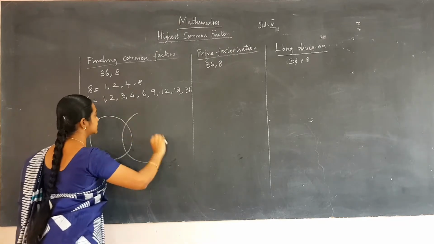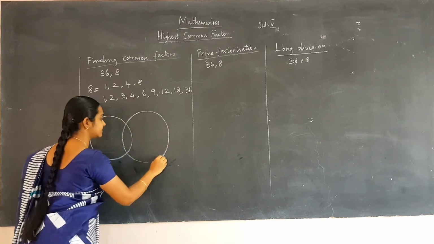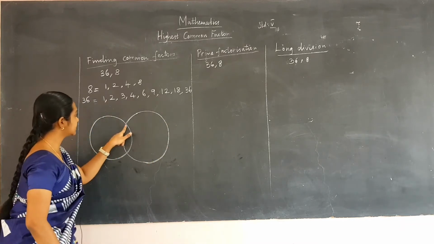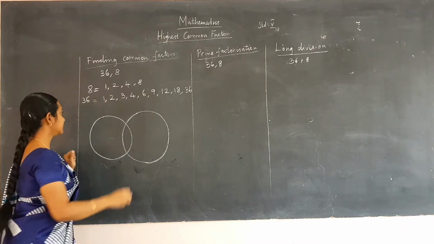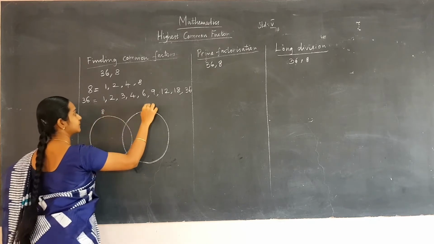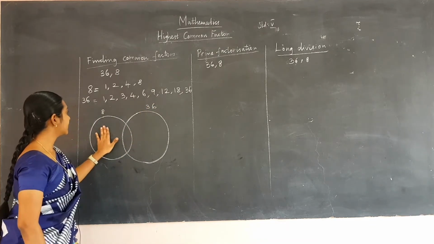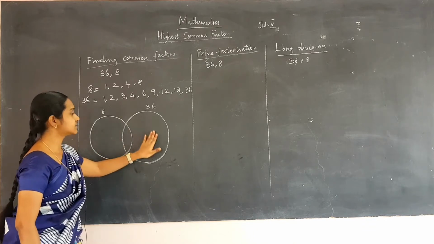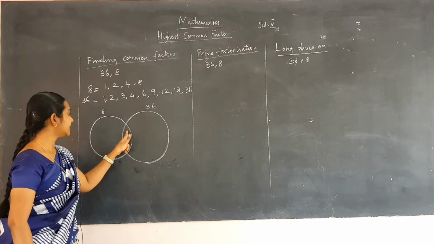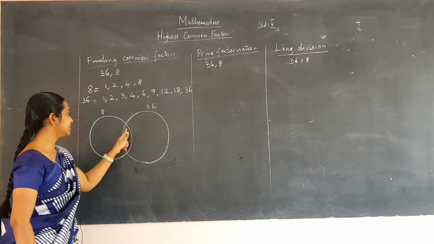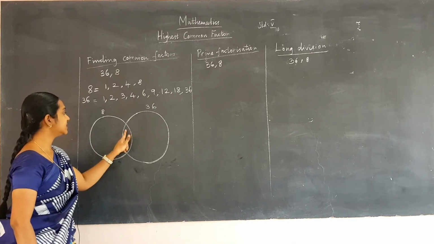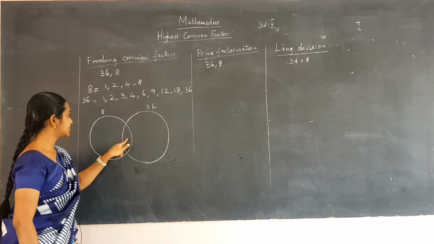Draw two circles that intersect in 2 points. Write the factors of 8 here and the factors of 36 here and write the common factors in between them, in the center of the intersection.